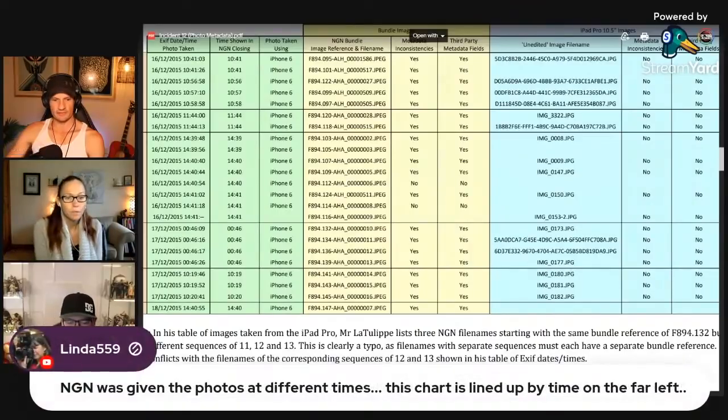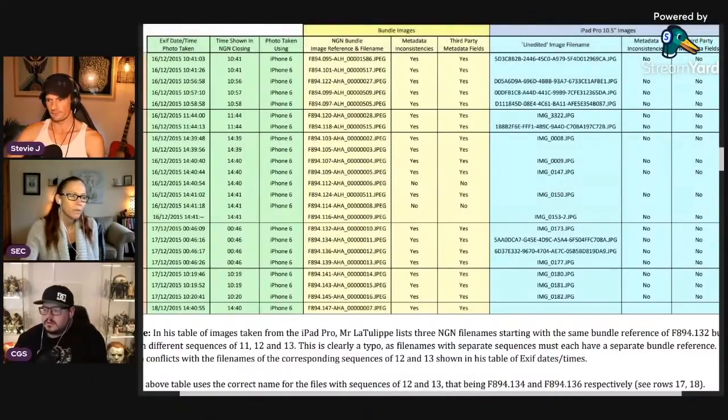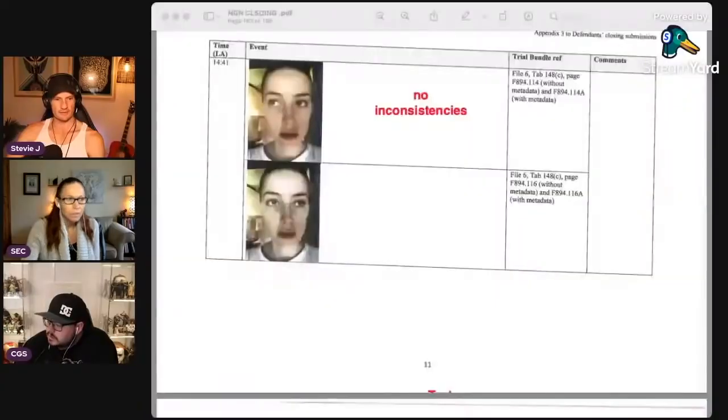Linda says NGN was given the photos at different times. This chart is lined up by the time on the far left, which is the EXIF date and time the photo was taken. But it wouldn't be the time that NGN got them, would it? It would be the time that they were taken. Does it matter what time NGN got them? Just bring up that NGN chart again. What does the top of that column say? It says time, LA time. So that's the time it was taken.